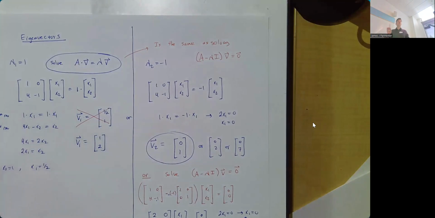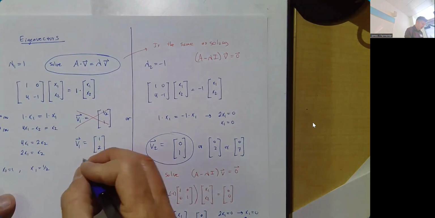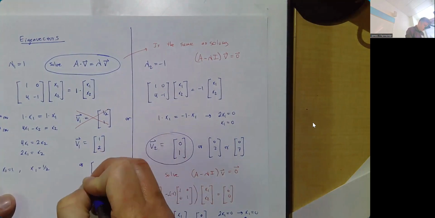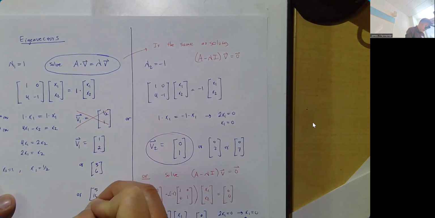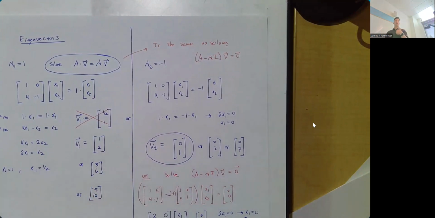So what I'm saying there is you can pick whichever way you want to do it. Yeah, but for the V2, why is it like 1 or 2 or 7? Well, just for the same reason that for the V1, it's 1, 2, or 3, 6, or 5, 10. Because any multiple of your vector is also an eigenvector. It just feels a little bit weirder here because of the 0, but technically, 0, 2 is a multiple of 0, 1.